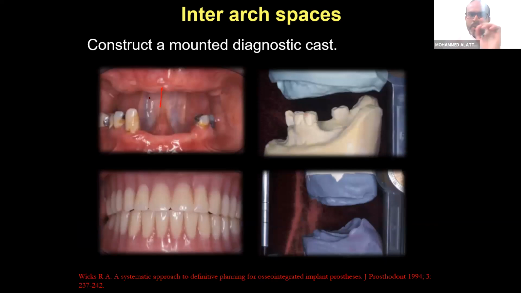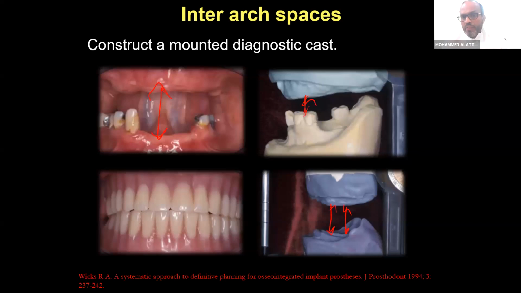You should take impressions and do mounting on the articulators, and you can check the patient's interarch space. If you compare the first one and the second one, the first one has an adequate or acceptable interarch space. But this patient has a huge interarch space, and it is very difficult to do a fixed prosthesis for them.